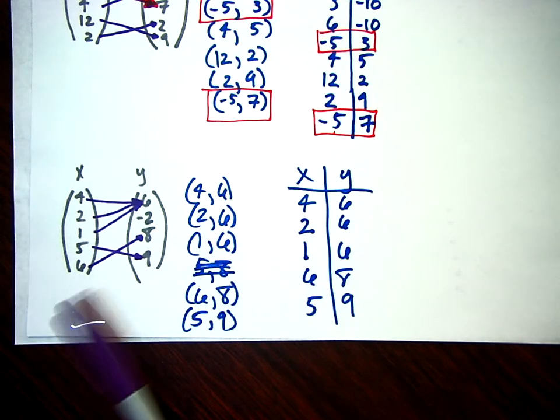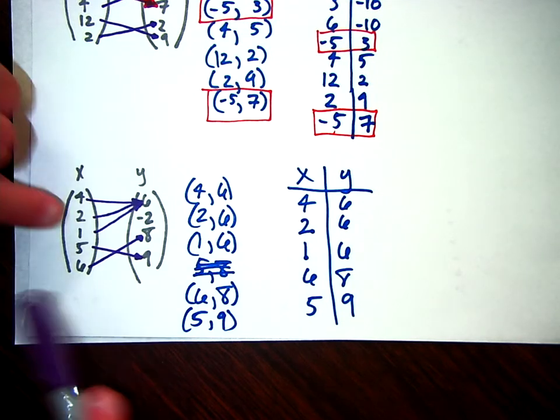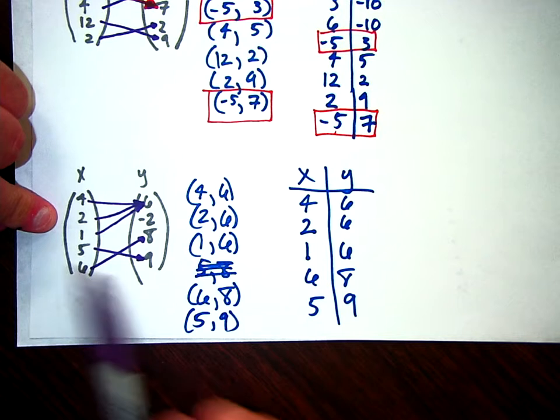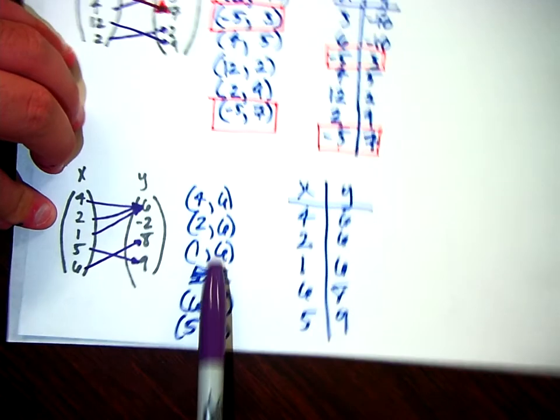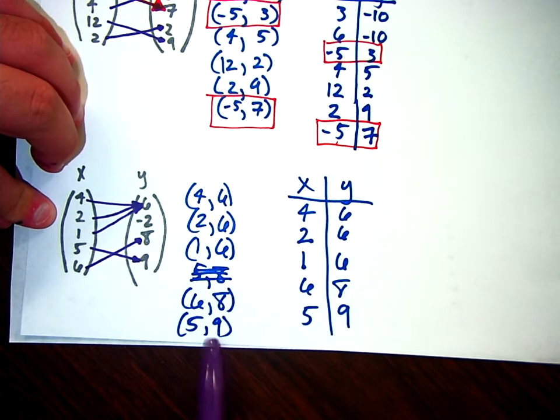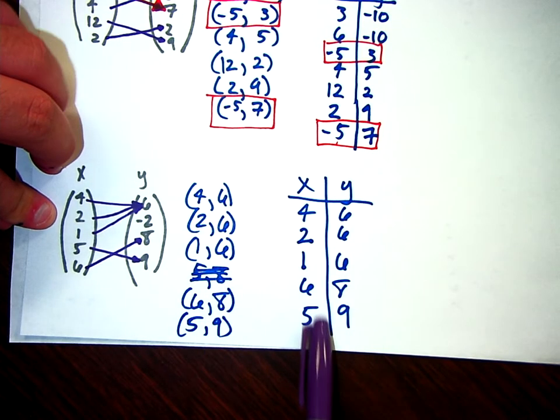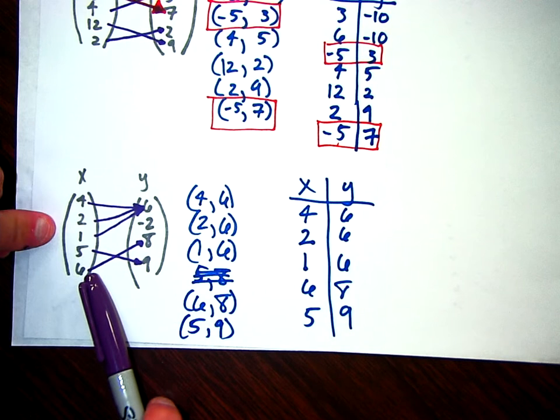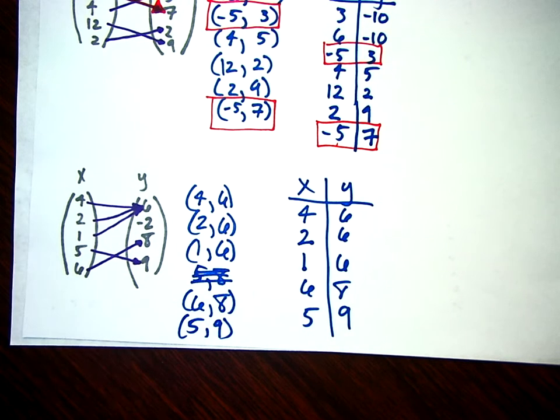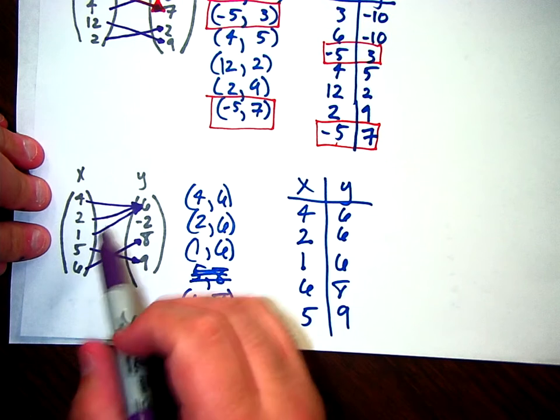All right, ladies and gentlemen, so we're back. And what I've done is I've turned this mapping into a set of ordered pairs and into a table. And we're looking at this, and I want to know, is this mapping a function or not a function? And a lot of you are going to hone in on this piece right here.